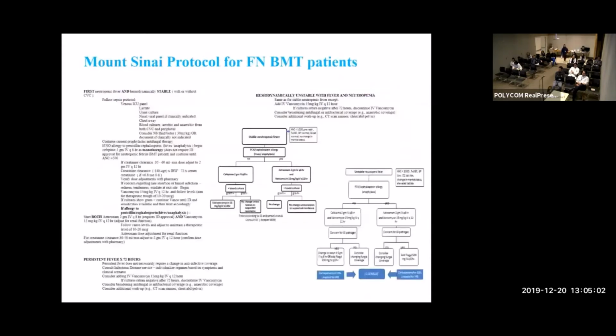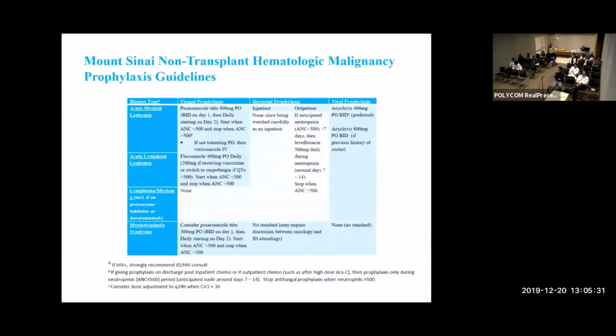Here, next, we have some Mount Sinai protocols for the management of febrile neutropenia in BMT patients. I don't think we have many BMT patients here, but I thought it was good for you to know that these protocols are in place and readily available on some websites. So I can later send an email with the protocols, and basically they will tell you step by step what to do in these cases.